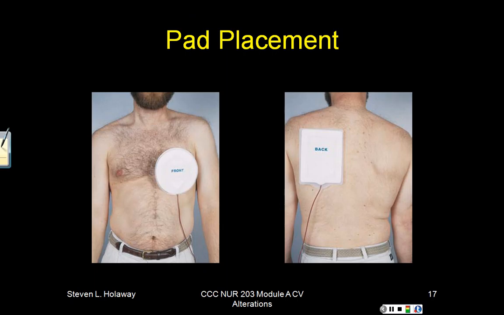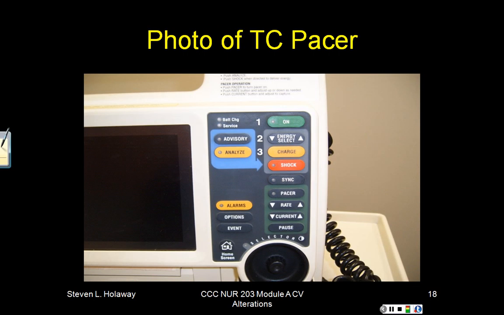Here's a quick look at how the pads will be set up for that Zoll machine we're looking at. And most of the other ones are going to be very similar. So what we're going to do with this, once we get the pads on, we're going to turn on the machine. You can see the green button at the top on this particular one. This happens to be a LifePak 12. You can see the green button. That turns the machine on.